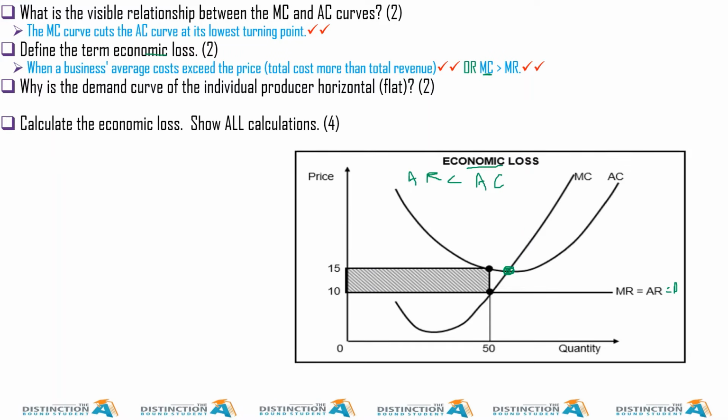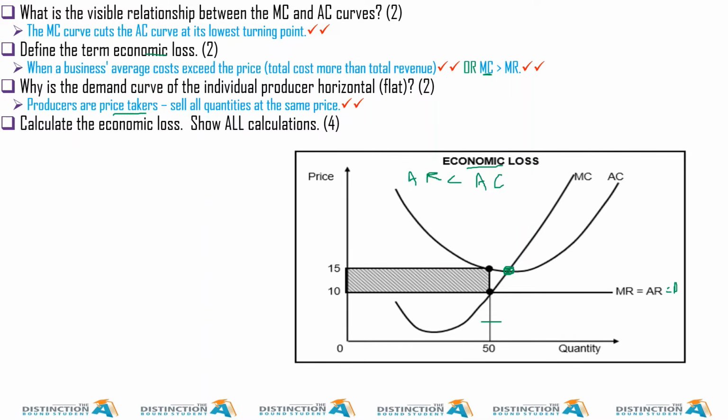All right, why is the demand curve of the individual producer horizontal or flat? It is horizontal because as you are a price taker, the quantity you produce as an individual does not change or affect the market price, because you as an individual producer in this market structure are just a drop in an ocean, so it doesn't affect anything. So it indicates that you're a price taker, like I mentioned.